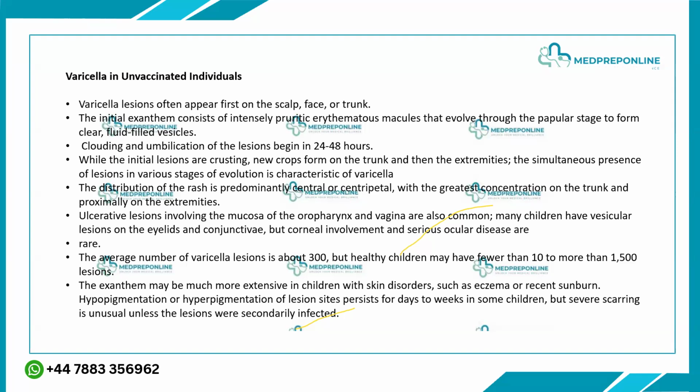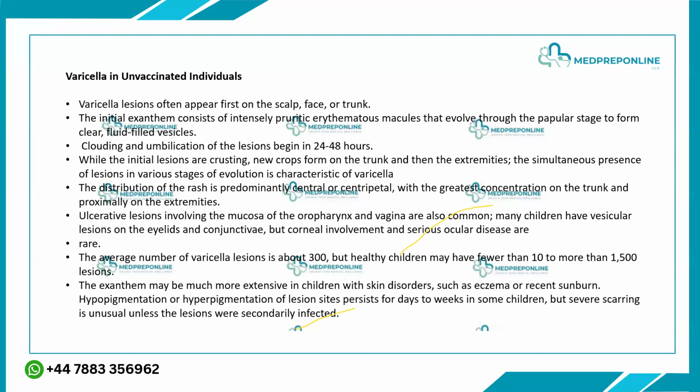The simultaneous presence of lesions in various stages of evolution is characteristic of varicella. ठीक है, ये याद रखिएगा कि हमें एक टाइम पे डिफरेंट तरह की लीजन्स मिलती हैं because new crops arise. The distribution of the rash is predominantly central or centripetal, with the greatest concentration on the trunk and proximally on the extremity. So सबसे ज्यादा trunk और upper limbs पे आती हैं.